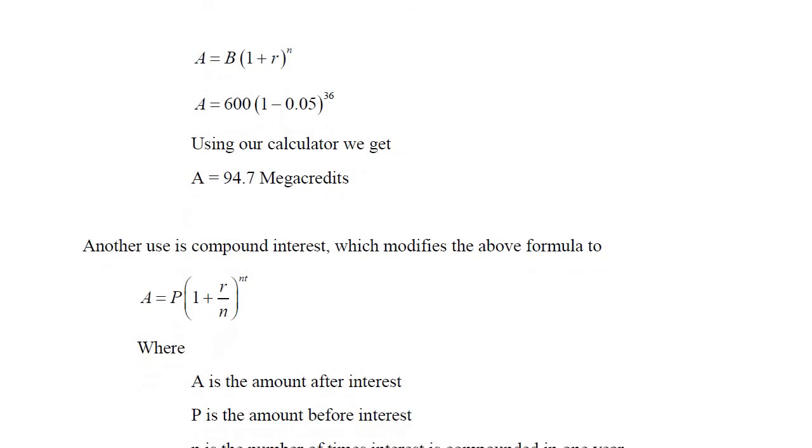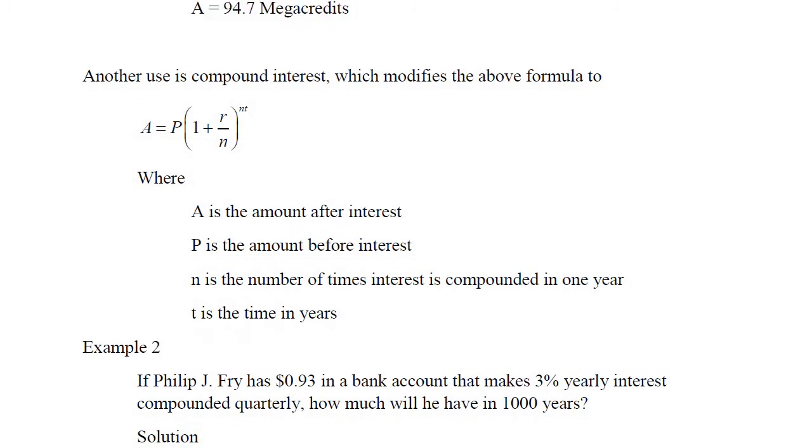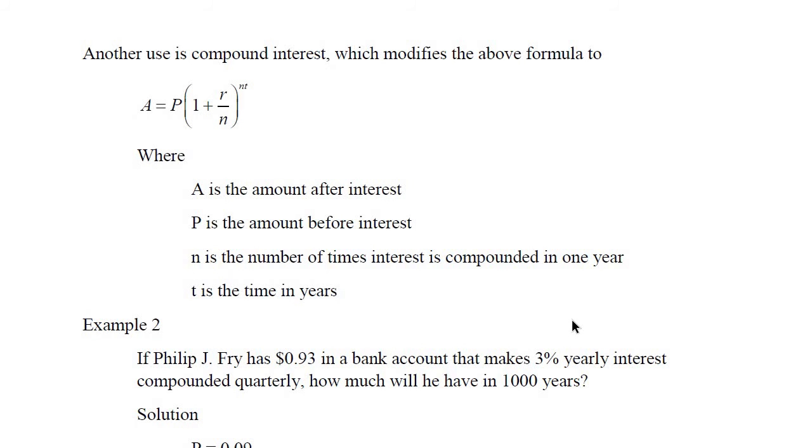Another use is compound interest. This formula is a modification of the one above, and it's used for compound interest. So I have A is equal to P times, open parentheses, 1 plus r divided by n, raised to the n times t exponent, where A is the amount after interest, P is the amount before interest, n is the number of times interest is compounded in 1 year, and t is the time in years. So let's take a look at an example of this.